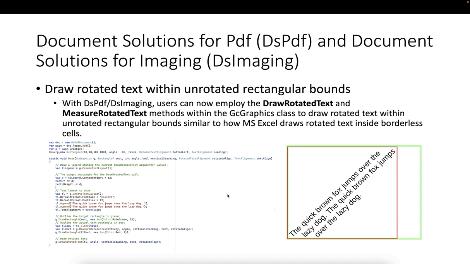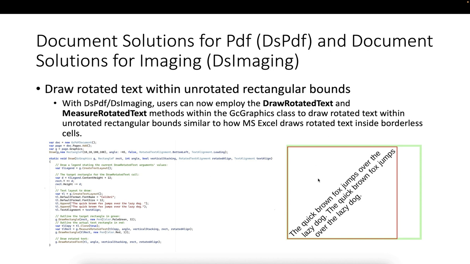In DsPdf and DsImaging, we have added the ability to draw rotated text within unrotated rectangular bounds. With DsPdf and DsImaging now, users have the option of using draw rotated text and measure rotated text methods within the GC graphics class. They will help to draw rotated text within unrotated rectangular bounds. And this is a feature that is quite similar to how MS Excel draws rotated text inside borderless cells.